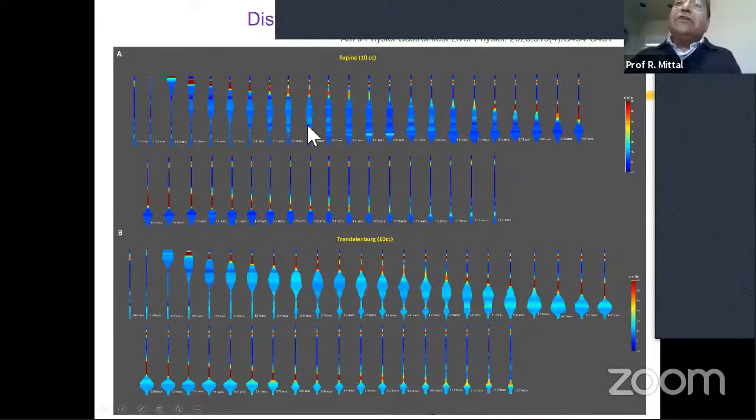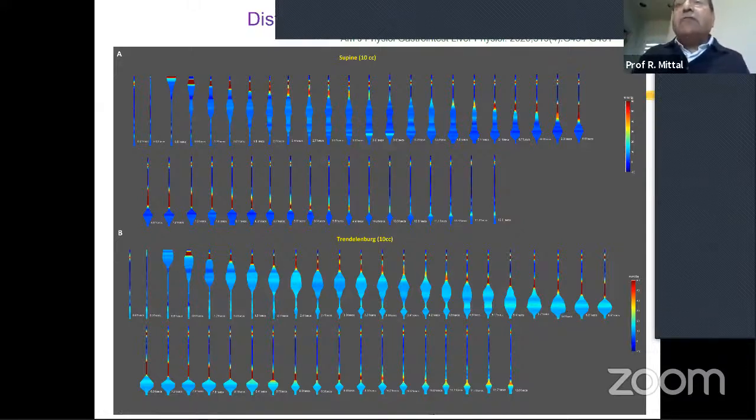You can see how the esophagus is distending in the supine position, and this is in the Trendelenburg position, contraction behind and the distension ahead. You can see how the distension is moving, and you can quantify how well the esophagus distends. In the Chicago classification, we are only looking at the contraction phase, but what's happening in the distension phase has not been studied.